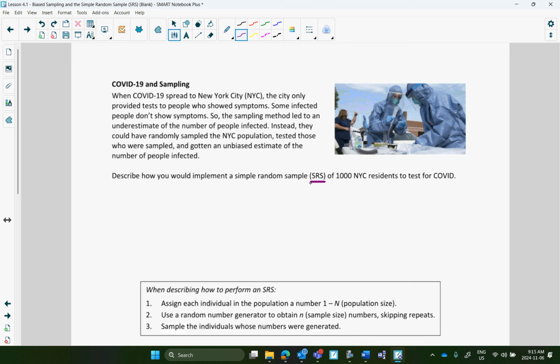How would you go about taking a random sample? Let's say we wanted to sample, how many people are in New York City? I think 10 million or something like that. So let's say we wanted to sample 2,000. Let's say we decided, and we'll talk about sample sizes later, like what's a good size to take. And sometimes bigger is better, sometimes bigger actually doesn't work. Okay.